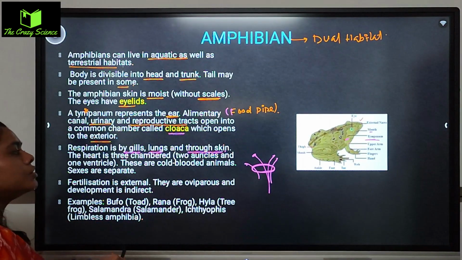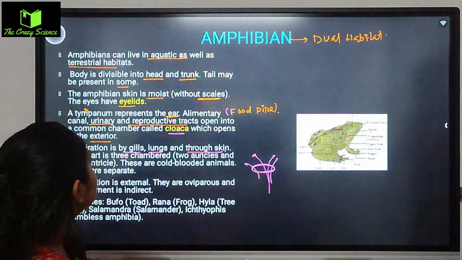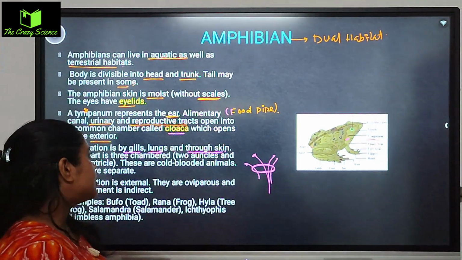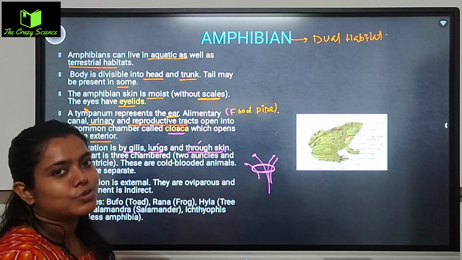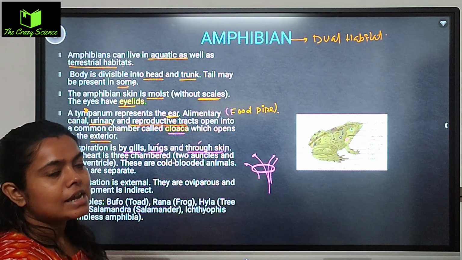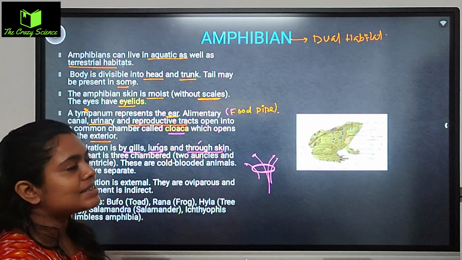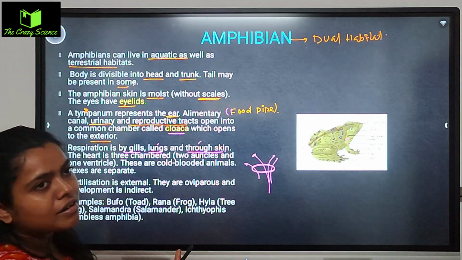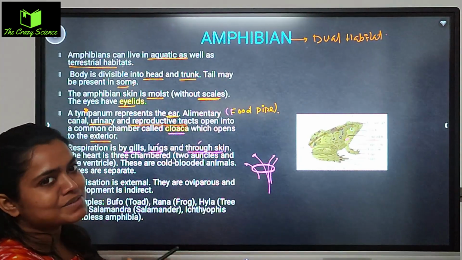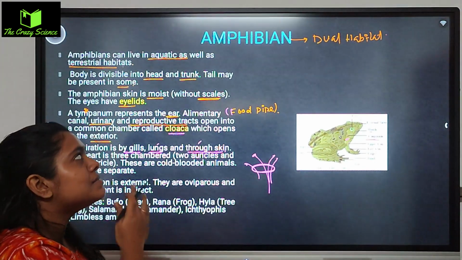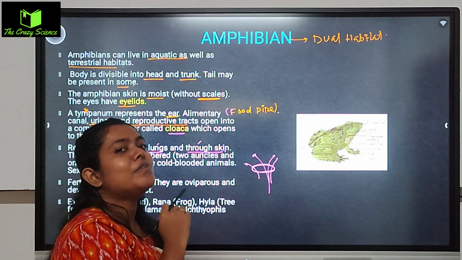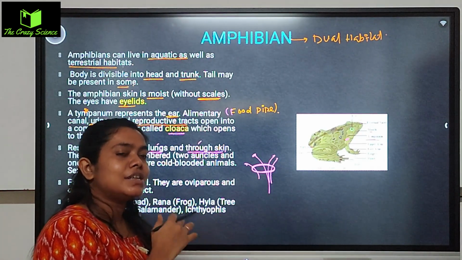Okay, all right. So the respiration they do by the gills, lungs and through the skin. For respiration they have many options: some have gills, some have lungs, and also they can do it through the skin, as the skin is quite moist. So diffusion can happen in some. I showed only frogs, but frog is not the only amphibian. There are plenty of organisms in the amphibians, not only frog. Frog is very common to everyone, that's why I pasted it here.